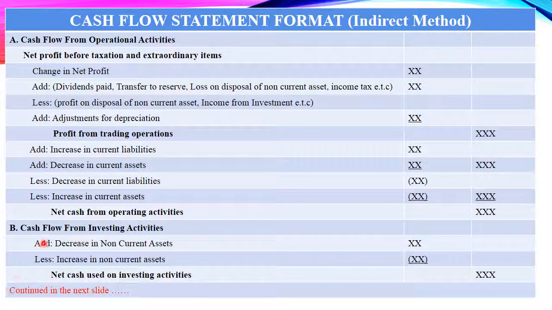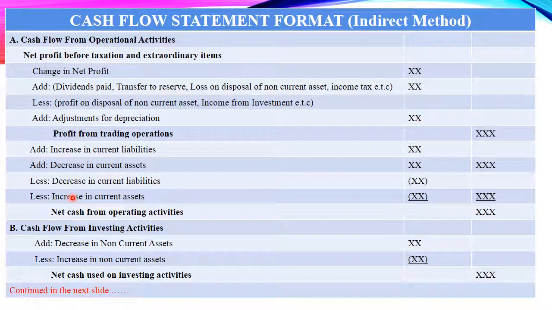Then you are supposed to add here a decrease in current assets. Now, why do we add a decrease in current assets? A current asset like inventory or stock: when stock decreases, it means that we have sold out some stock. When you sell some stock, we get some cash, and that cash will increase our cash, and that's why we are adding it here.